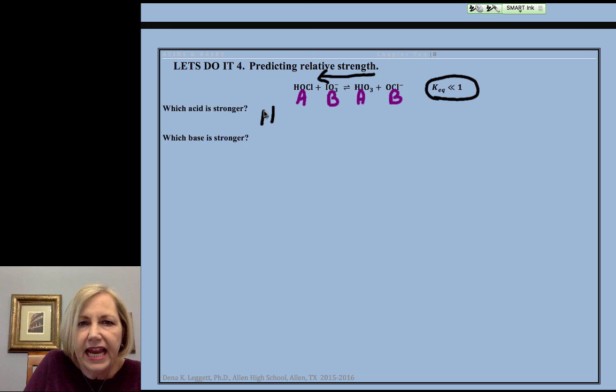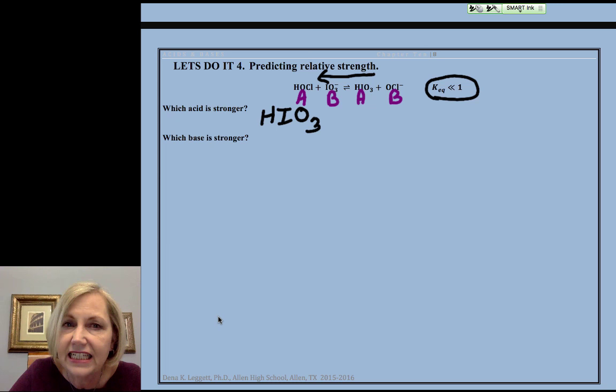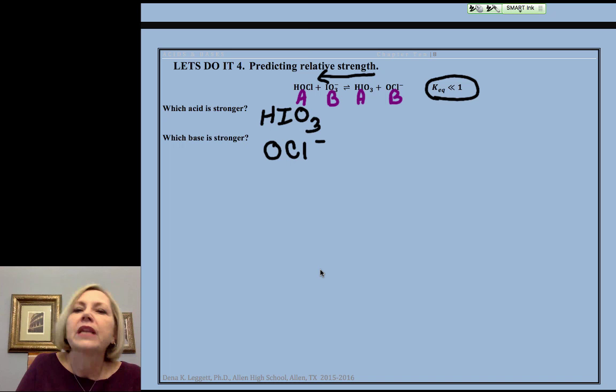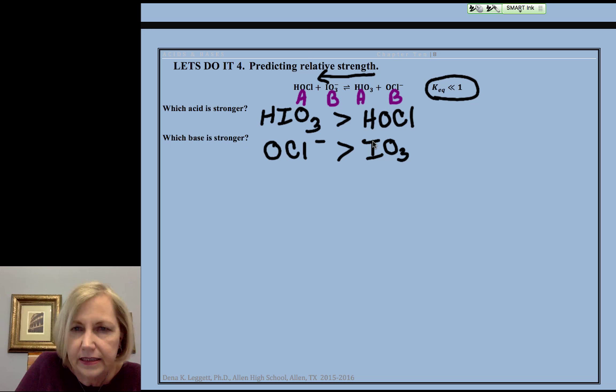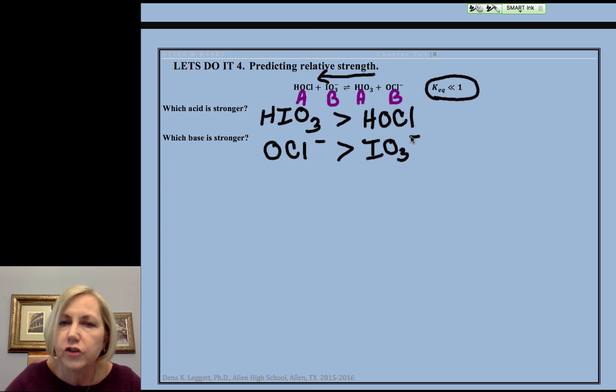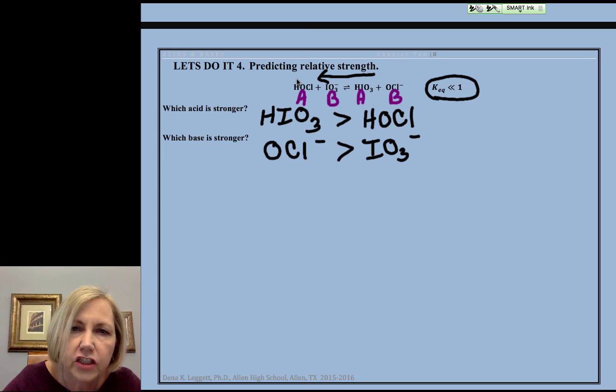HIO3 is my stronger acid. So if it's the stronger acid, it has the weaker conjugate. And so OCl minus is my stronger conjugate. So since HIO3 is a stronger acid, that means that the opposite is true for their conjugates. So that's the take home there. The key is trying to determine which direction was the favored direction. And in this case, because the equilibrium constant was much less than one, that means it's a reactant favored reaction.